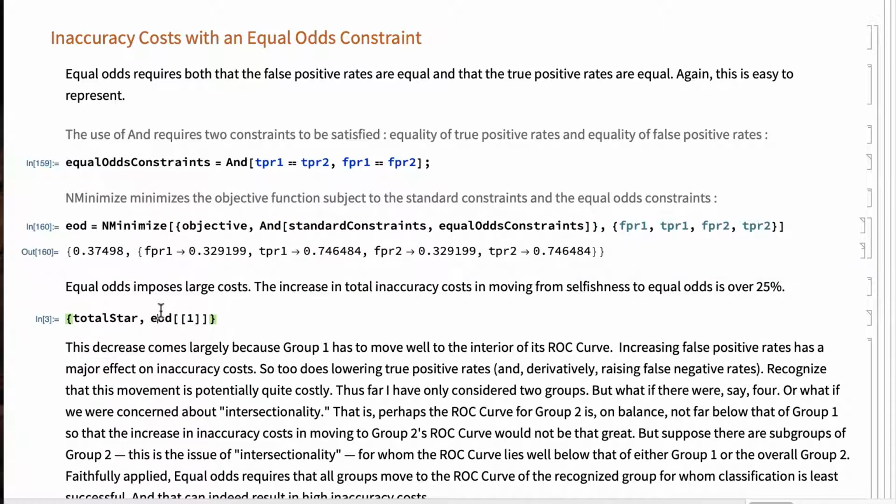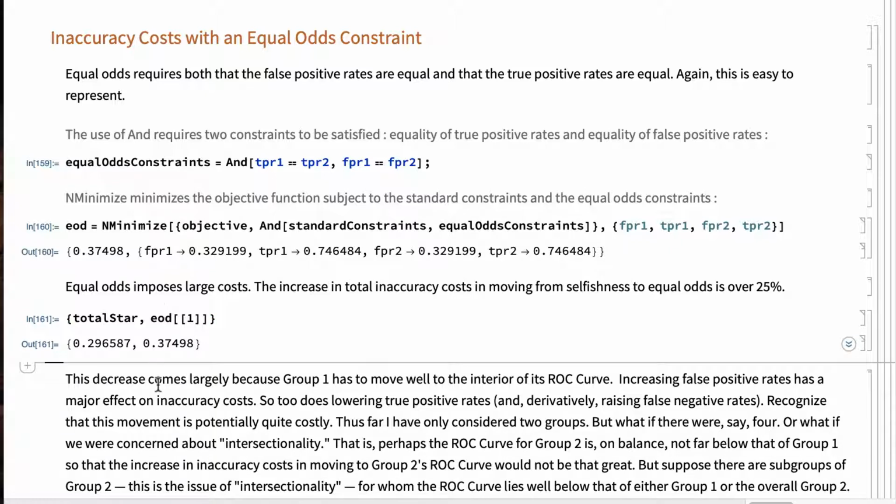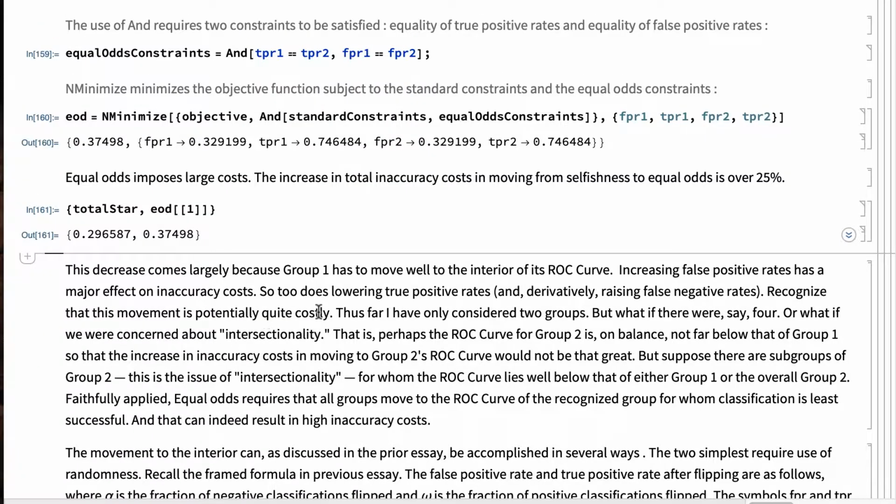Ooh, 0.37. So what we see is that equal odds, unlike our other measures, in this instance imposes a substantial increase in inaccuracy costs. Why is that? That's because group 1 has had to move well to the interior of its ROC curve in order to achieve the equality metric. And so you ought to think about that. Because right now I've considered only 2 groups, but what if there were 4? Or what if we're concerned about intersectionality?